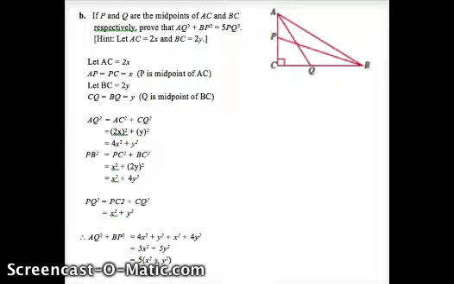So we can just write that, it's written up there as you can see, and I'll just mark the diagram here with the x's, so AP equals x and PC equals x.